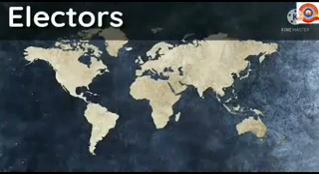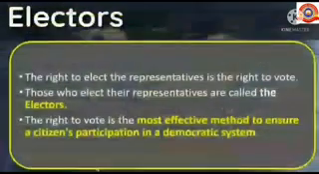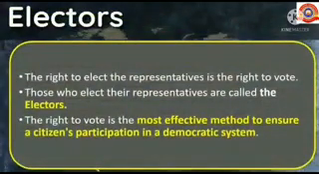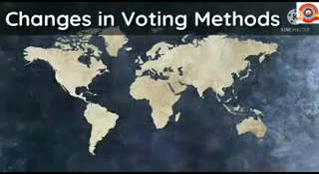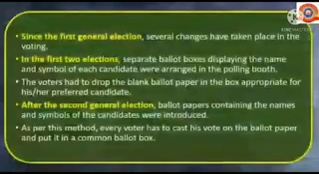Next, let's see about electors. The right to elect the representatives is the right to vote. Those who elect their representatives are called the electors. The right to vote is the most effective method to ensure a citizen's participation in a democratic system. Next, let's see the changes in voting methods.